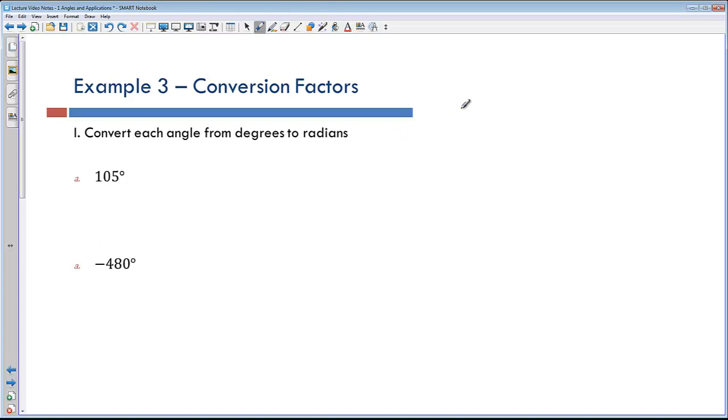Just like we would like to be able to go between inches and centimeters, we would like to be able to go between degrees and radians. And to do that, we use something called conversion factors. So what's a conversion factor? Well, let me give you an example we've kind of already used.